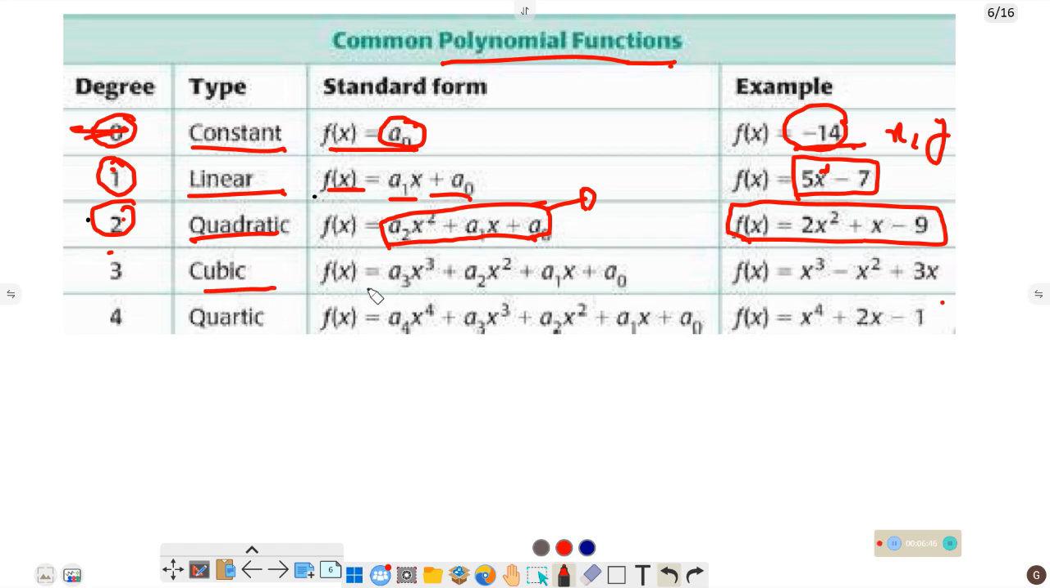It is a cubic polynomial. Its standard form is a3 x to the power 3 plus a2 x to the power 2 plus a1 x to the power 1 plus a0. Okay, so an example of a cubic polynomial is x cube minus x square plus 3x, and the highest exponent of this variable is 3, so its degree is 3. Okay, now we move to another slide.